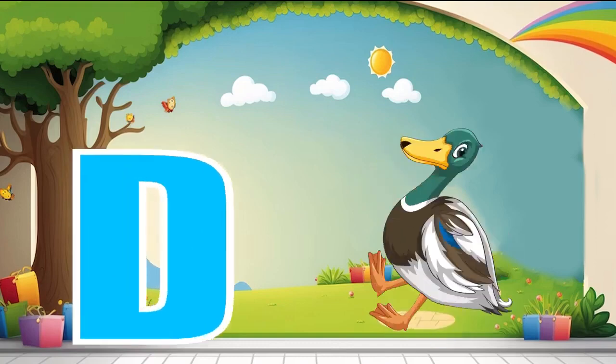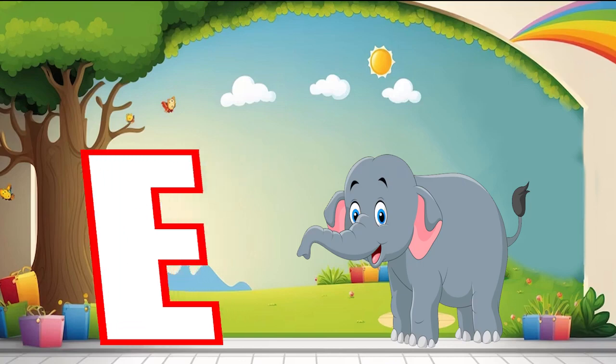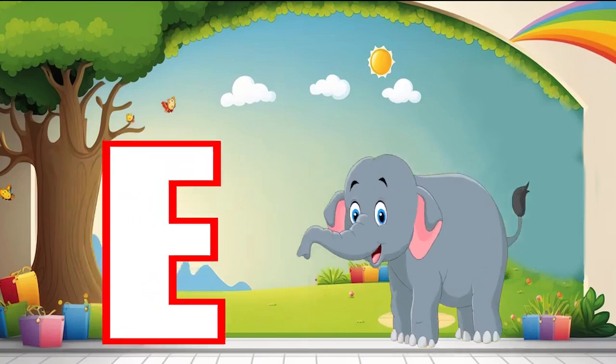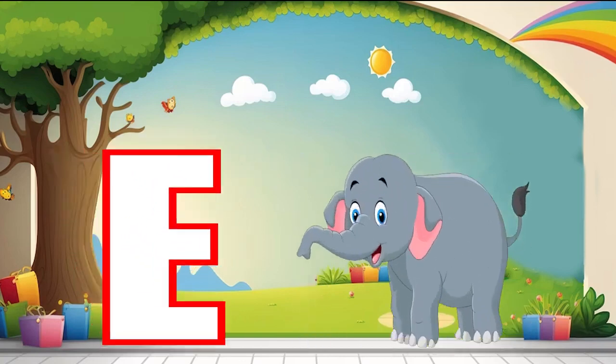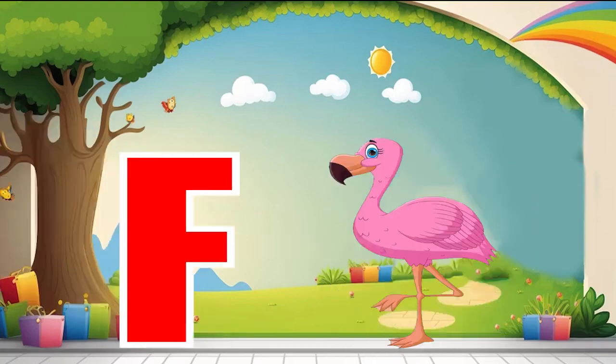D, duck. E is for elephant. E, e, elephant. E, elephant. F is for flamingo. F, f, flamingo.